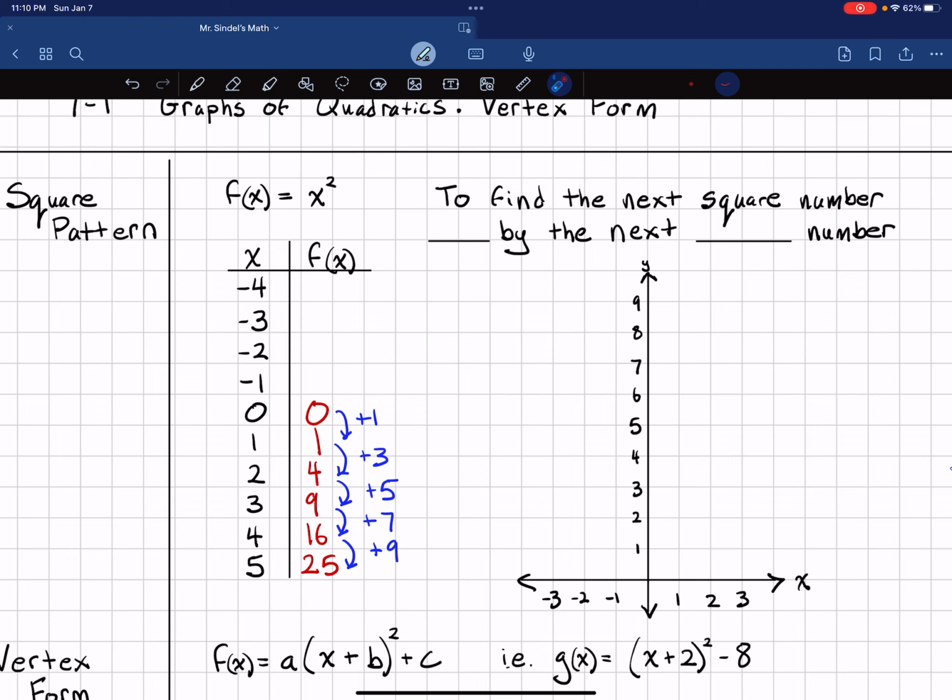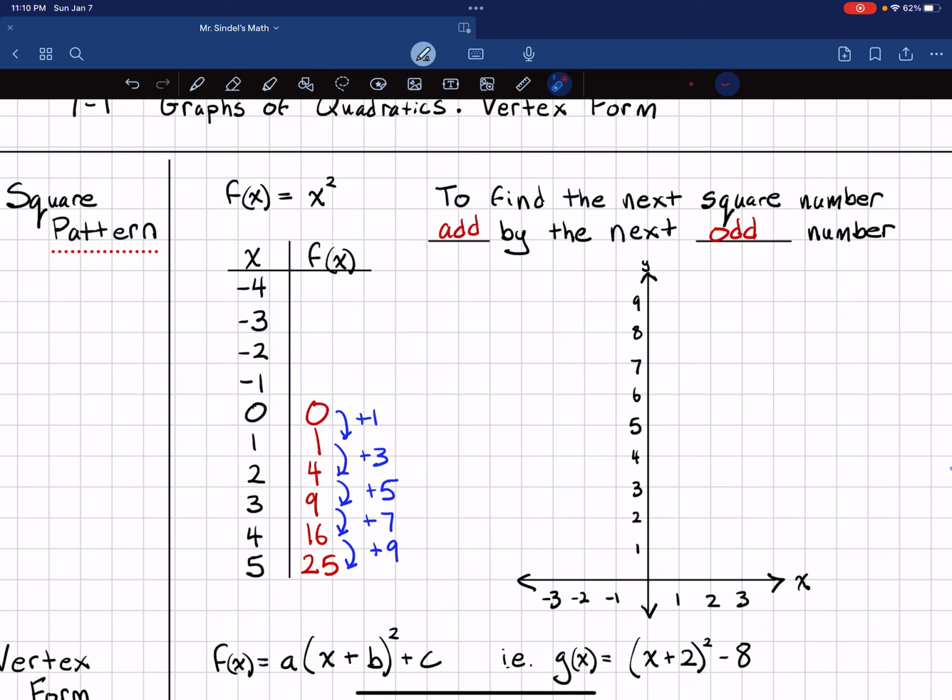1 is the first odd number, 3 is the second odd number, 5 is the third odd number, and so forth. Which means to find the next square number, you just add, so I'll go ahead and fill in here. What we need to do is to add the next odd number. And this is a shortcut to graphing.